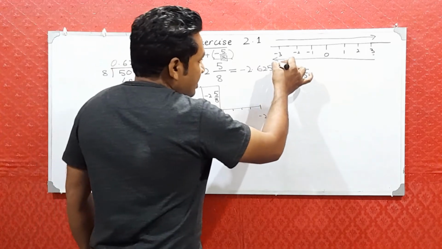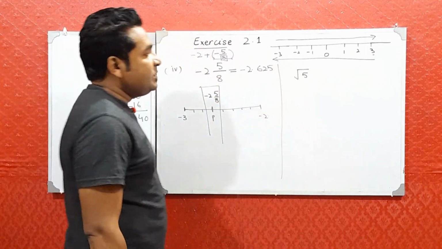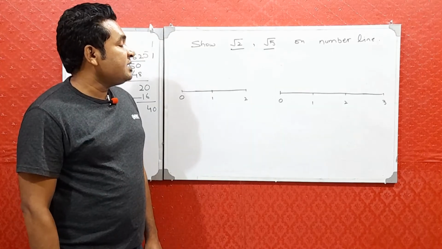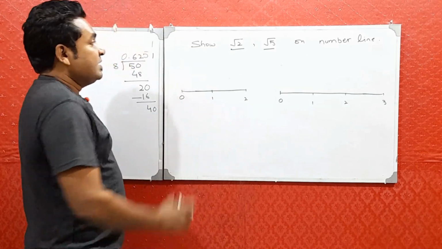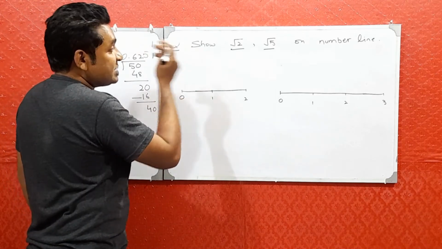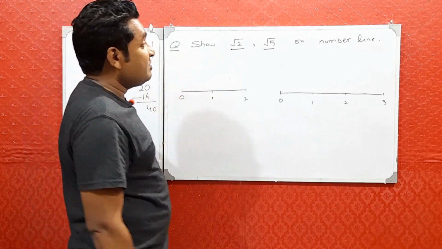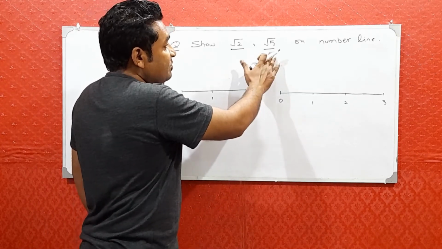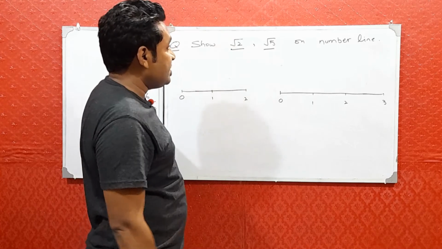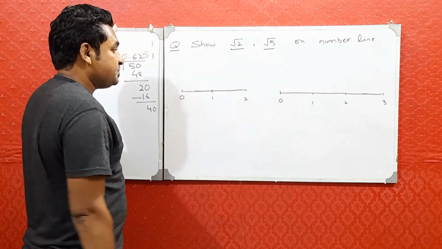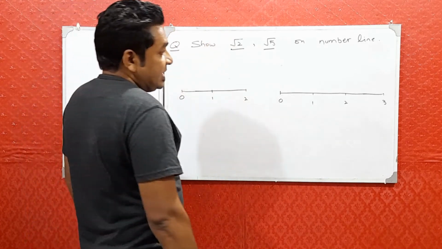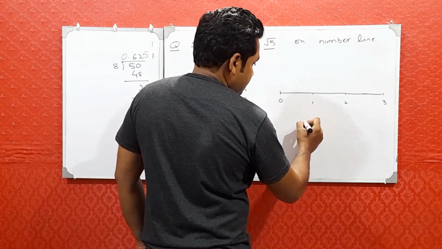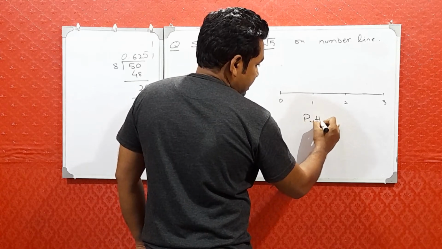Now square root 5, how will you represent or show this number on a number line? So students, our question is to show square root 2 and square root 5 on the number line. It was only square root 5, but I have also considered square root 2 to make it clear to you. Always remember that here we are supposed to use the Pythagoras theorem.